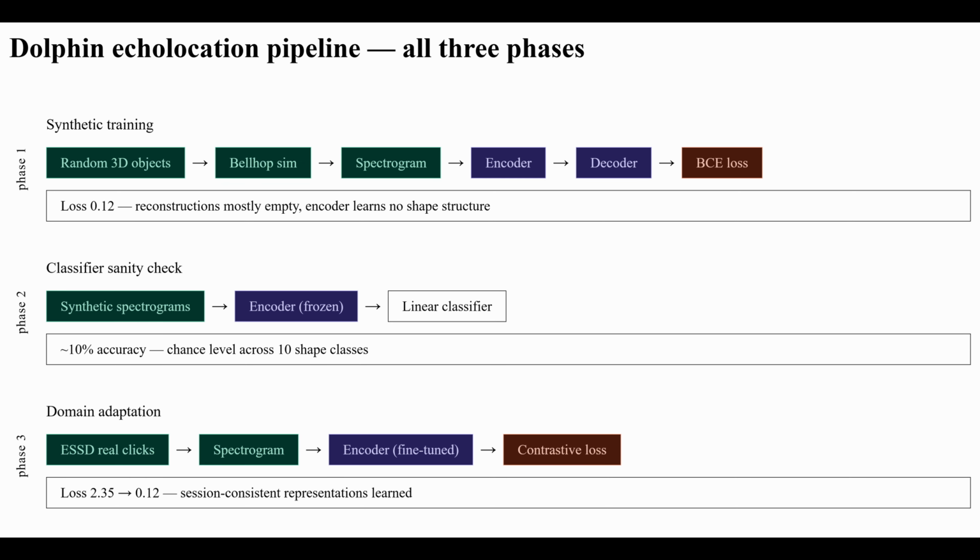Now, the approach itself. Dolphins use echolocation by emitting focused clicks and analyzing the returning echoes to build a picture of their surroundings. The challenge for machine learning is that there are no ground truth 3D labels for what a dolphin perceived at any given moment. We do not have 3D scans of the environments where the clicks were recorded. So the question becomes, how do you supervise a network when you don't have the targets? We split the problem into three phases.